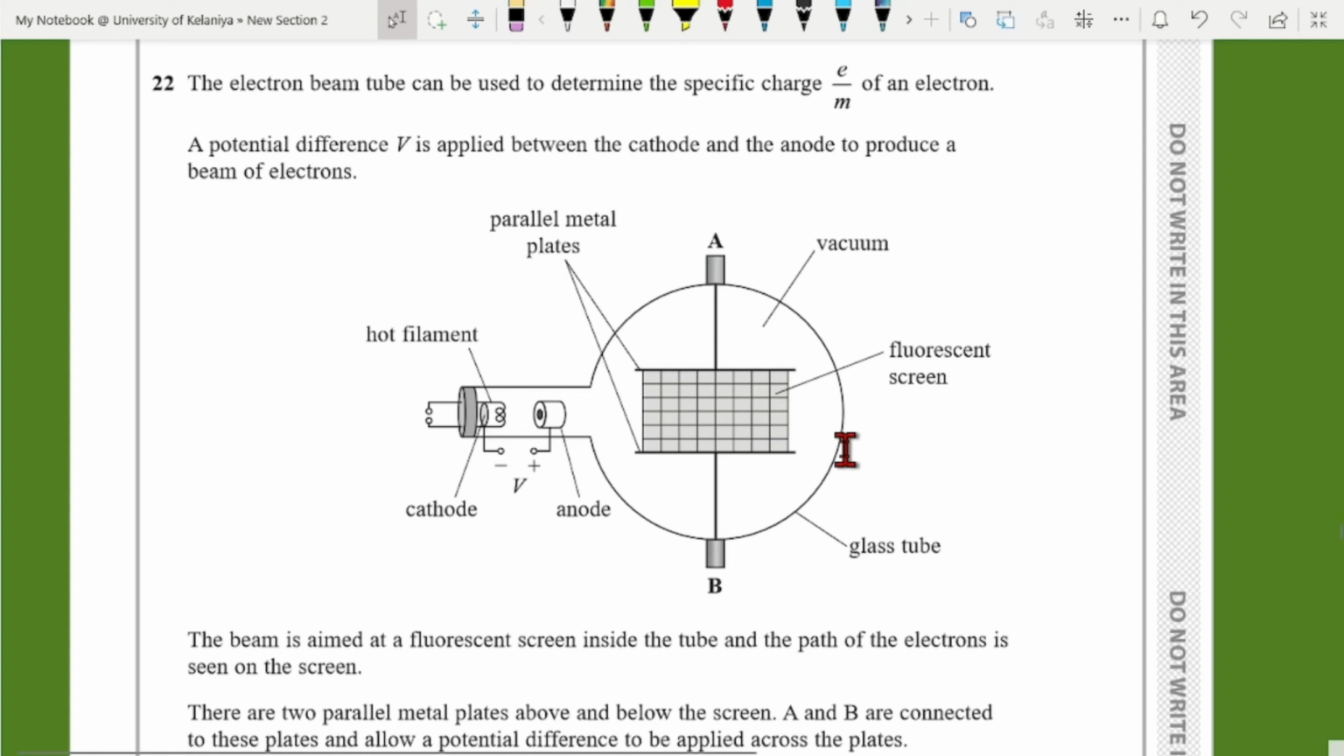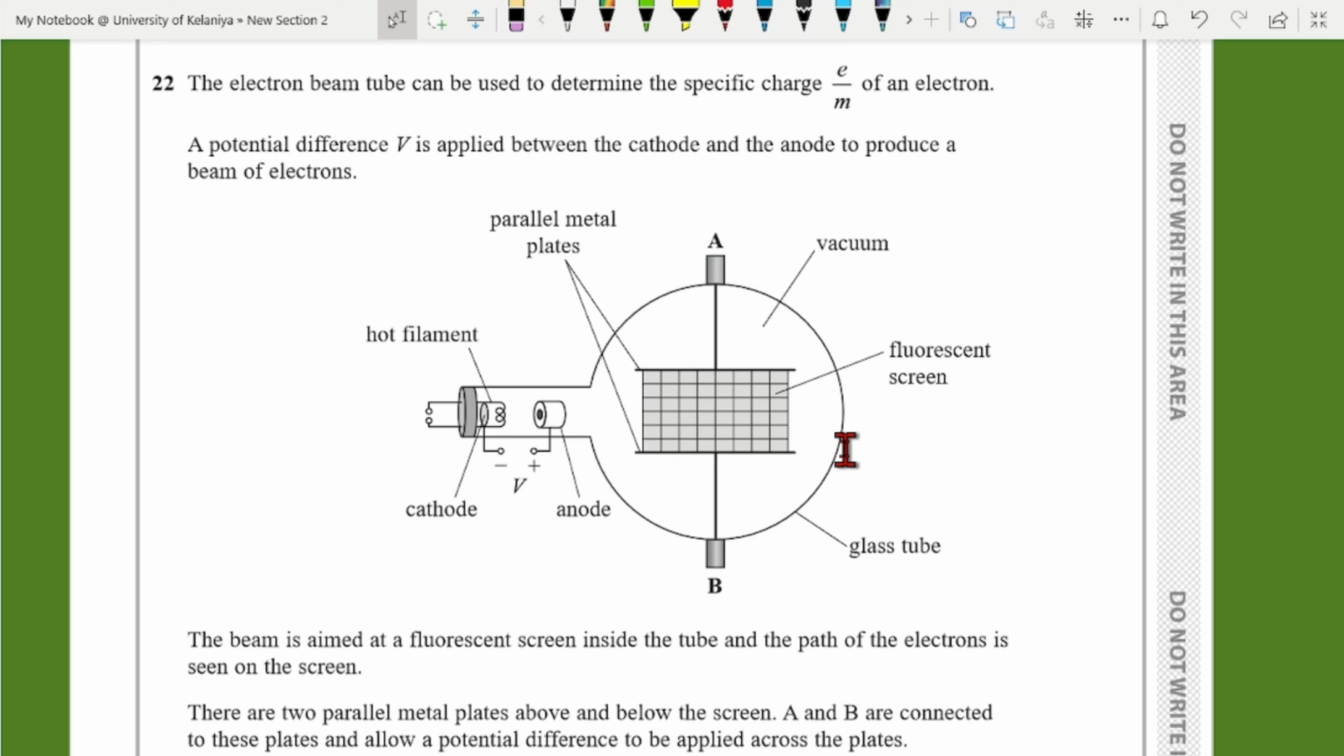Okay, here in this question they have given a diagram. What they have mentioned in the question is the electron beam tube can be used to determine the specific charge, e over m ratio, of an electron. A potential difference V is applied between the cathode and the anode to produce a beam of electrons.